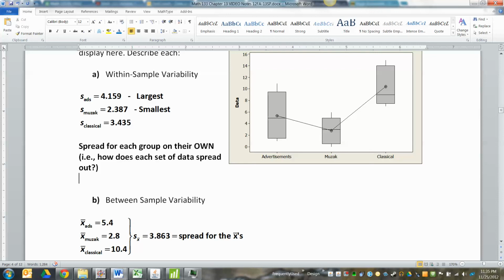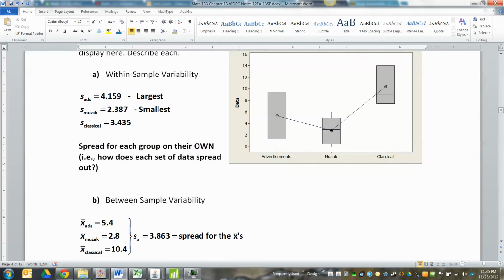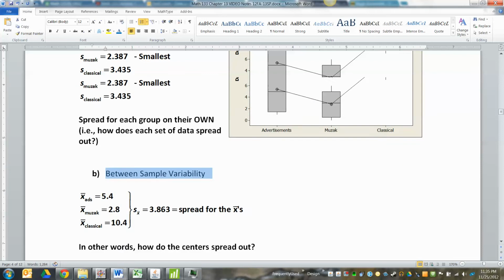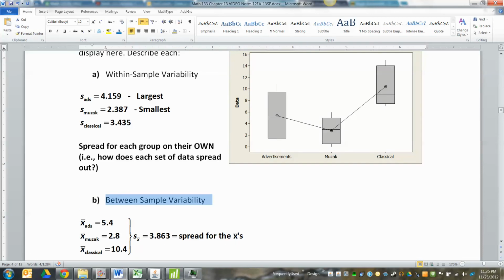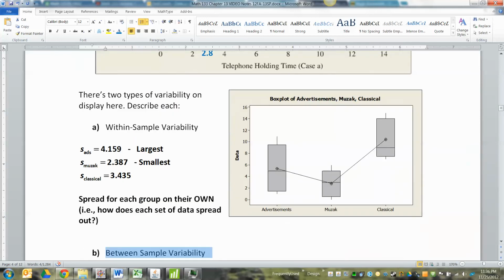And the box plot kind of shows it. So the center of the ads is here. The center of Muzak is down here at 2.8, and so on. How up and down is that variability, right? That's between the samples, not within the sample. So within the sample is like, hey, how spread out is that box plot? Okay, that's within sample variability. Between sample variability is how far apart are the means of these box plots from each other. How far apart are the centers of these dot plot lines from each other?